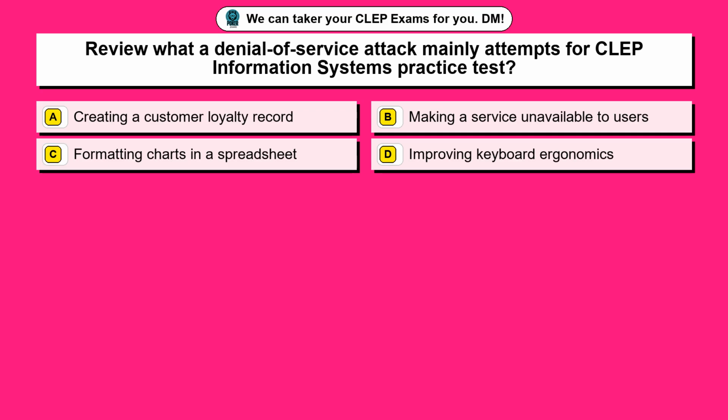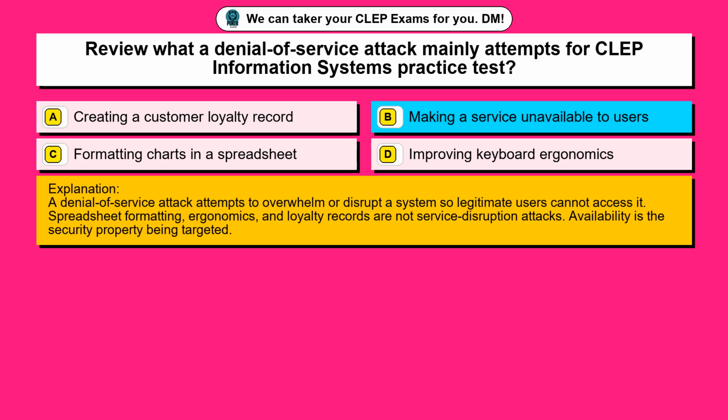Question 44. Review what a denial of service attack mainly attempts for CLEP Information Systems practice test. Option A. Creating a customer loyalty record. Option B. Making a service unavailable to users. Option C. Formatting charts in a spreadsheet. Option D. Improving keyboard ergonomics. The correct answer is option B. Making a service unavailable to users.